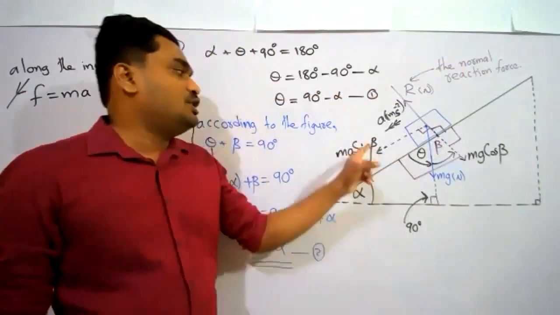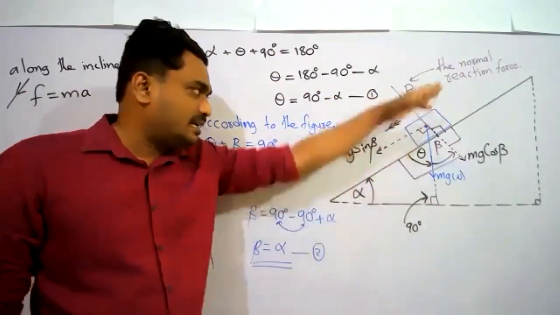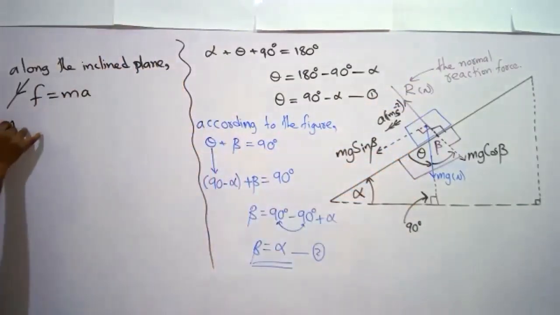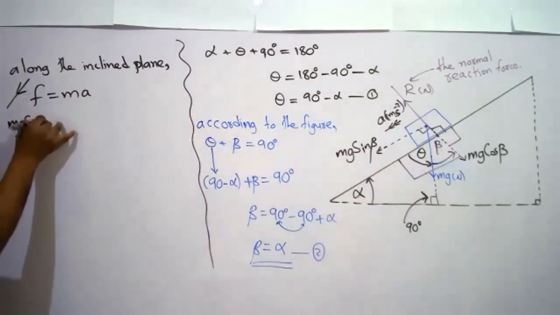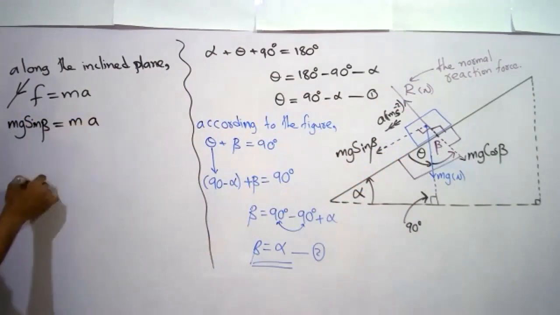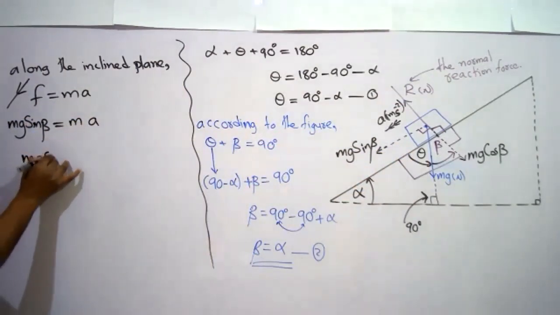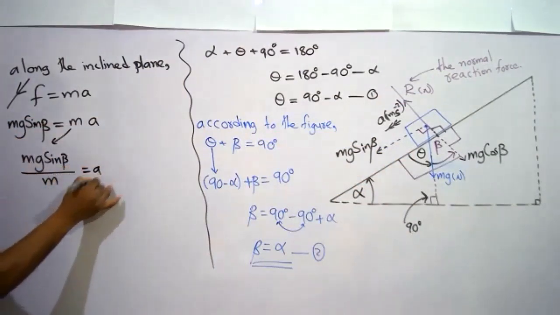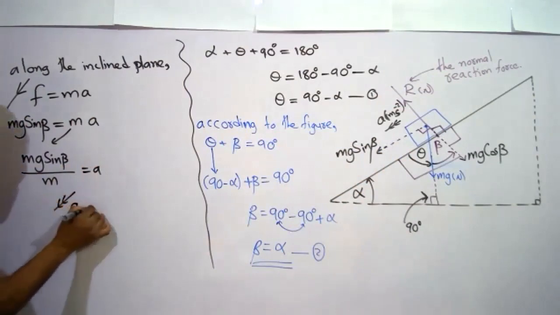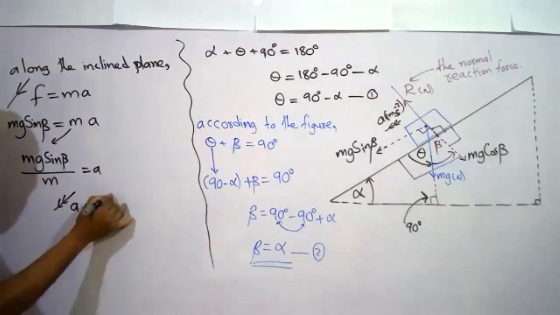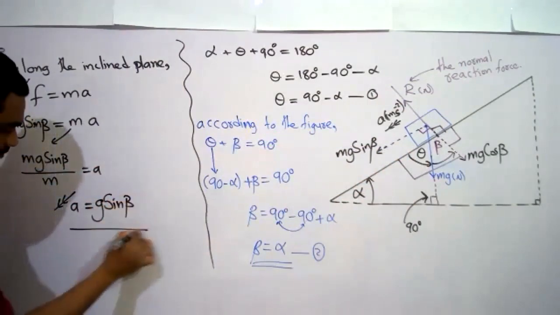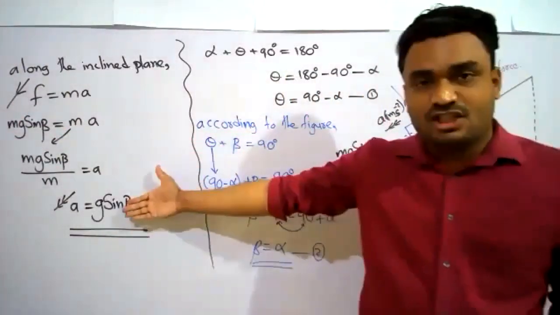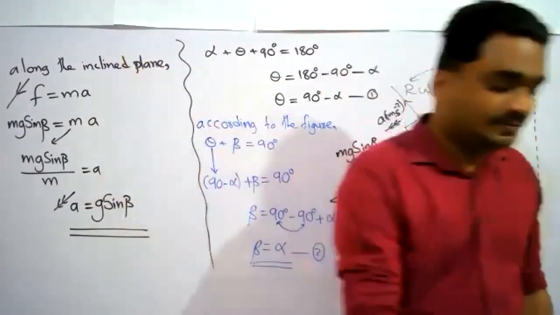mg sin beta. Very good. The only force acting along the inclined plane is mg sin beta. So mg sin beta equals ma. If you take m to this side, mg sin beta divided by m equals a. So you get the acceleration along the inclined plane as a equals, m and m cancelled out, g sin beta. That's it. Acceleration along the inclined plane is g sin beta. Completely clear?